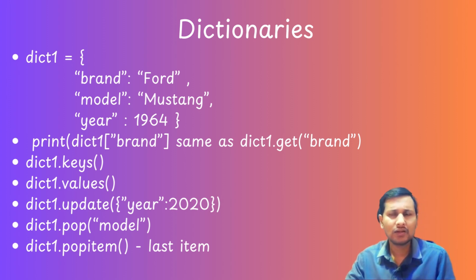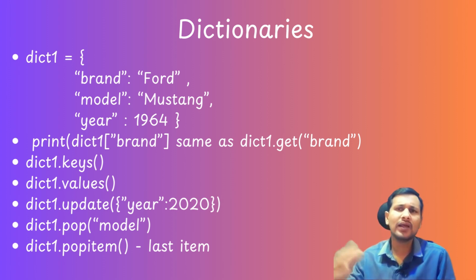So it is nearly like a set, in that it doesn't allow duplicates, but it's also like a tuple and list. Now we can use the print function to print one of the key values. Suppose we want the value assigned to the brand key, then we use dictionary one with square brackets and brand, and it is similar to using dictionary one dot get brand.